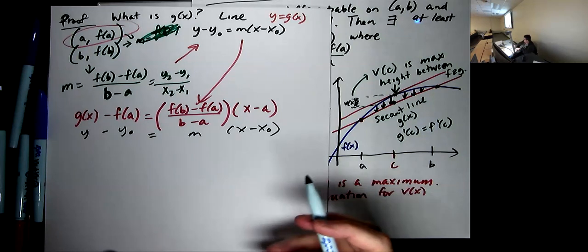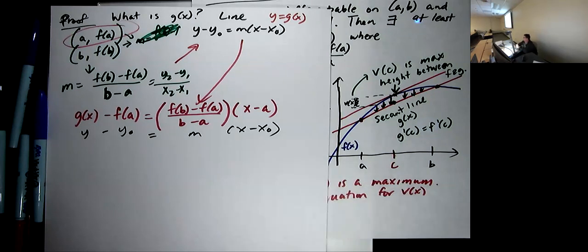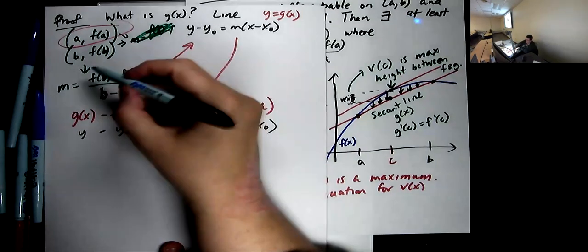Everyone good with that so far? Yeah. Wait, so would m also be f of c? m is f prime of c. Okay. So that is f prime of c as well.